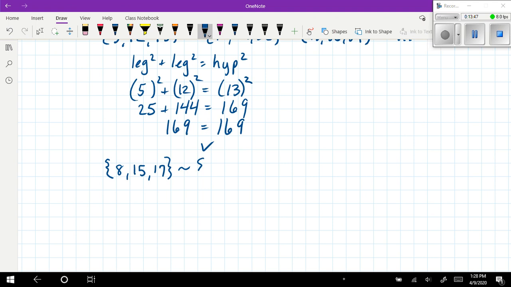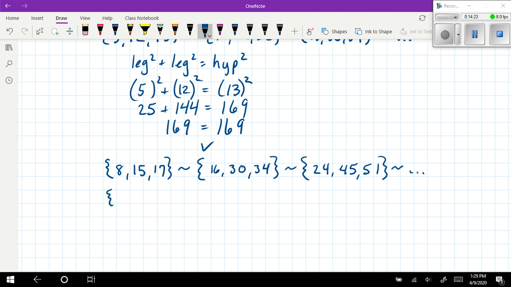However, if I double my 8, 15, 17, that would give me 16, 30, 34. That is another Pythagorean triplet. Or instead of doubling my 8, 15, 17, I could triple it. So I multiply the 8, the 15, and the 17 by 3. That would yield 24, 45, and 51. Or if, instead of by 3, I wanted to multiply by 4, or by 5, or by 6, there are an infinite number of Pythagorean triplets that are similar to the 8, 15, 17 triangle.